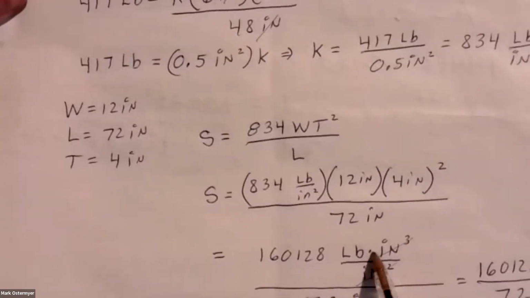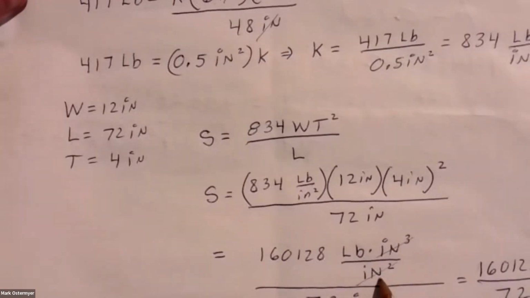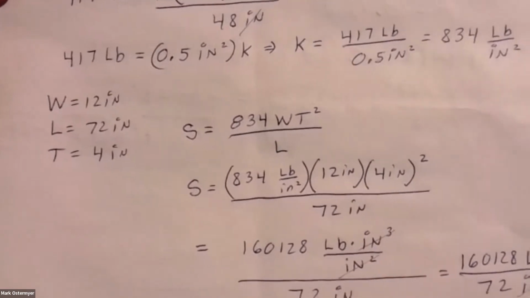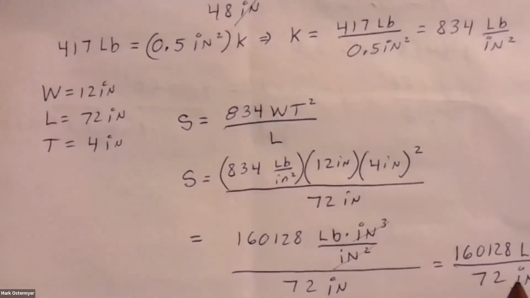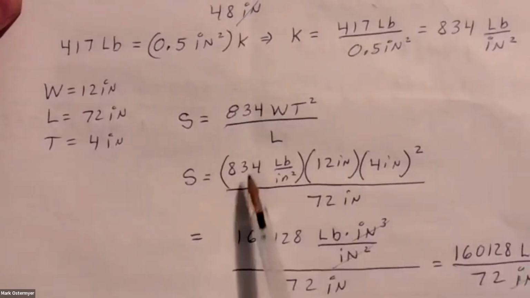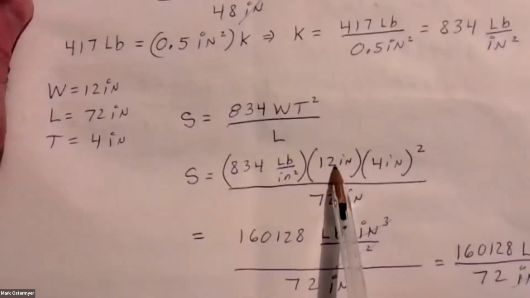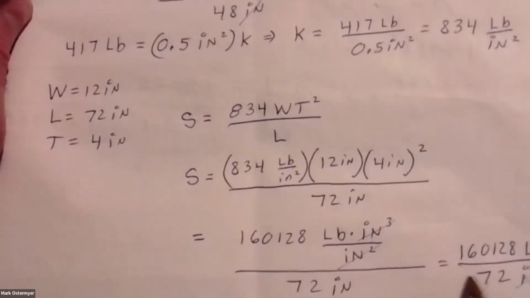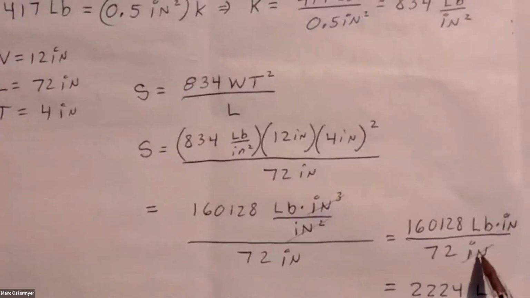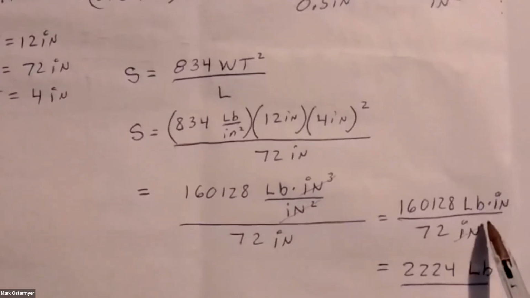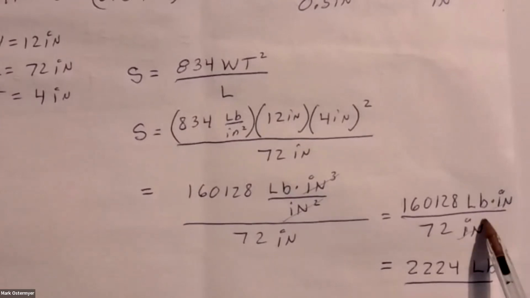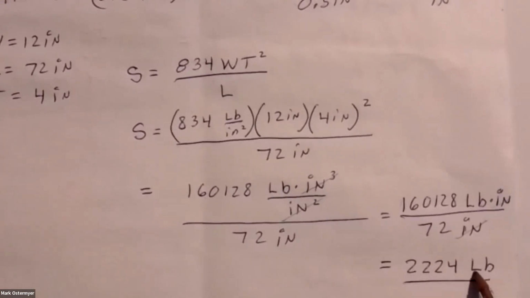So we're going to have pounds, cubic inches over square inches, but the square inches cancel out and leave behind only 1 inch up here. So we're going to have pound inches over 72 inches. So when you take 834 times 12 times 16, you get 160,128. Divide that by 72. Notice the units of inches cancel out here, leaving you with proper units for strength, pounds. See how the units work out perfectly here? We're left with pounds for units.